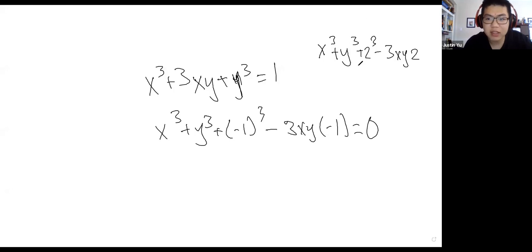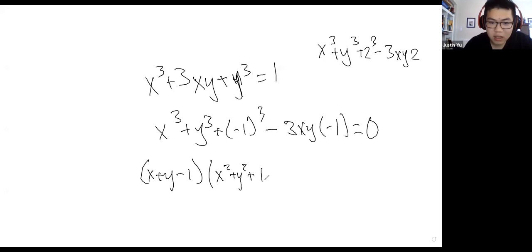So now we have to factor this, and hopefully somebody remembers how. We have an x plus y minus 1, and over here we have x squared plus y squared plus 1 minus xy plus x plus y. So one or the other of these factors has to be 0. Everybody see that?